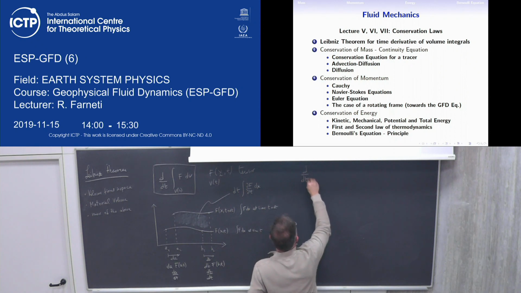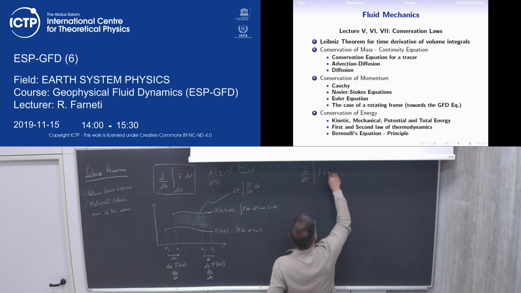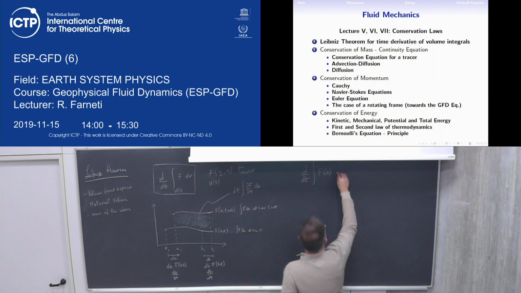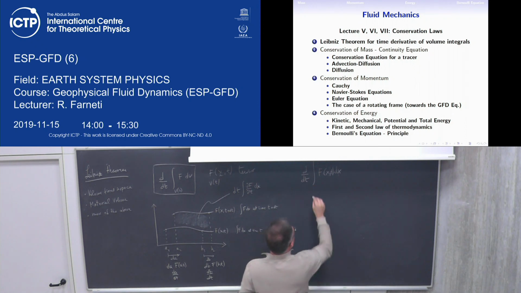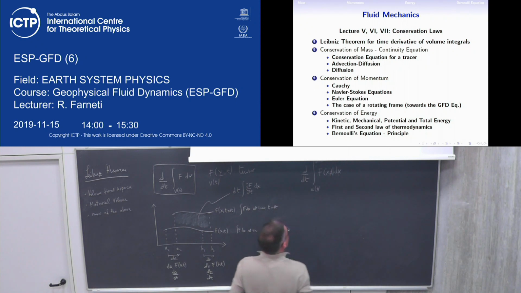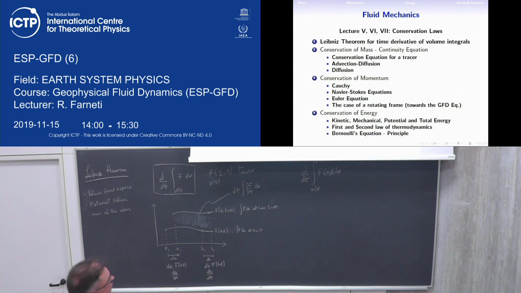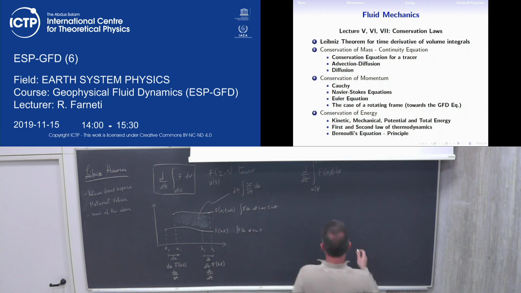becomes something like this. My d by dt, so my rate of change of f, which is a function of x and t, sorry, dx, and the limits of integration are a, which is a function of time, and b, which is a function of time. Okay, so I want to integrate that function f, which is a function of space and time, and I'm looking at the rate of change of f.